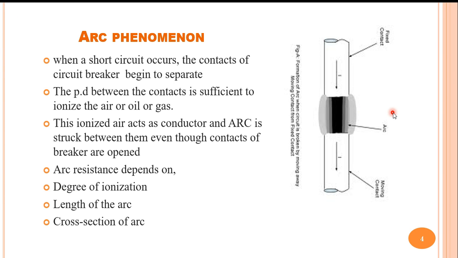The current will be completely interrupted from the circuit when the arc is extinguished. The arc extinguishing depends on the resistance of the arc, the degree of ionization, the length of the arc, and also the cross-sectional area of the arc.